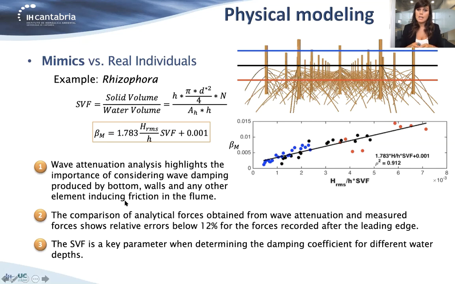And finally, the submerged solid volume fraction of the forest, defined by using that equation for different water levels, allows us to get a common relationship between the damping coefficient and the relative wave height. That means that we were able to include the properties of the forest for the different water levels by means of this submerged solid volume fraction, highlighting the importance of this parameter.